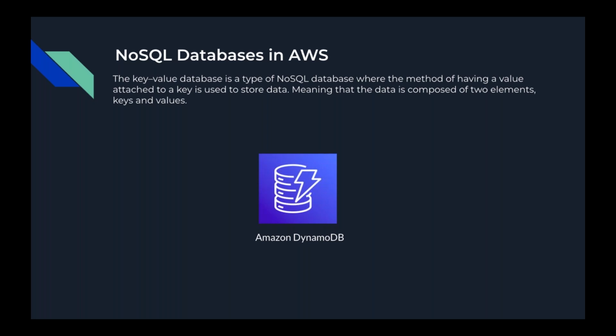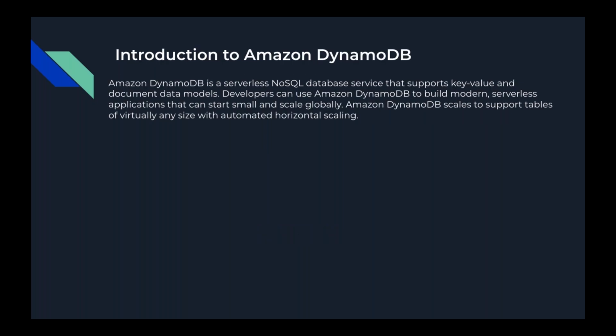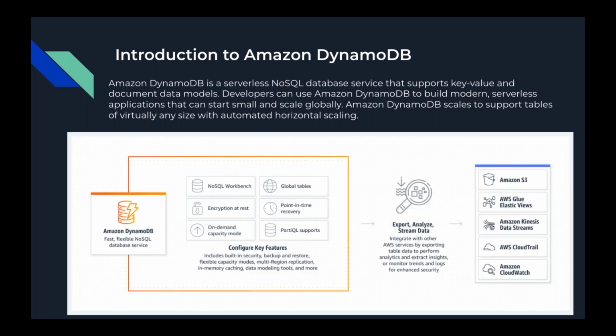Amazon DynamoDB is a serverless NoSQL database service that supports the key-value and document data models. Developers can use Amazon DynamoDB to build modern serverless applications that can start small and scale globally. Amazon DynamoDB scales to support tables of virtually any size with automated horizontal scaling, and it consistently handles more than 10 trillion requests per day. The availability, durability, and fault tolerance are built in and cannot be turned off. So all of these good features are already built into the DynamoDB service, eliminating the need to architect your applications for these capabilities. You don't have to manually do all of these things.